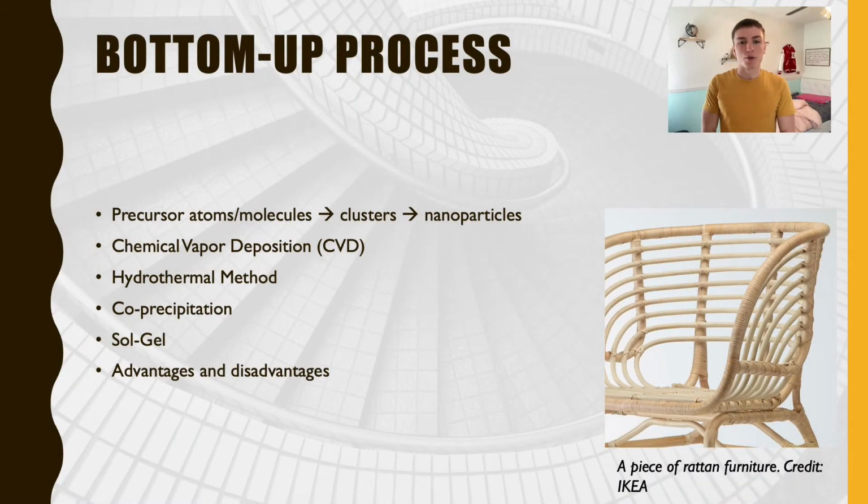So the other main group of manufacturing processes that are used to create nanoparticles is the bottom-up process. So this involves taking particles of atomic size, so we're taking atoms here, molecules. We transform them into clusters of atoms and molecules, and those are further scaled up to the nanoparticle size. So methods in which we can do this are chemical vapor deposition, the hydrothermal method, coprecipitation, and sol gel.